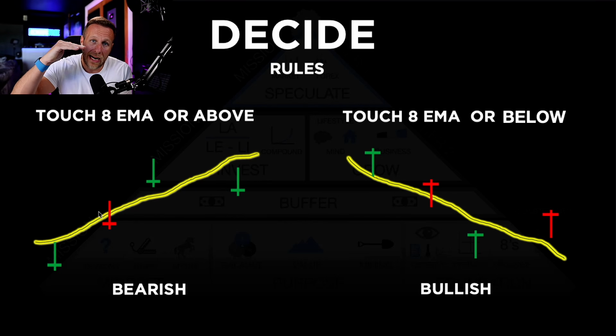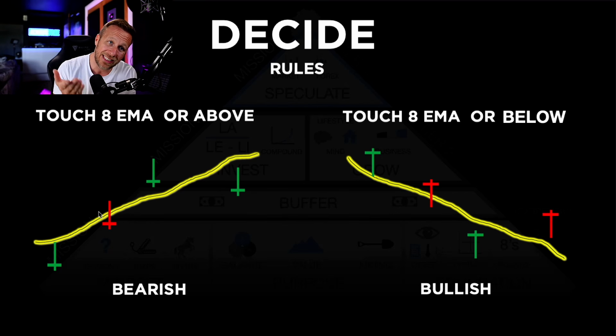Now, if we're looking for a bearish setup, here's the rules for the 8. Okay, so we know that our exponential moving averages need to be fanning out and in order. So that's why we use 3 of them. But the only actual exponential moving average we use for the signal, for the decide part, is the 8, which is the one closest to price, if you remember.